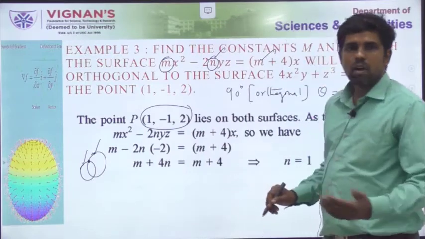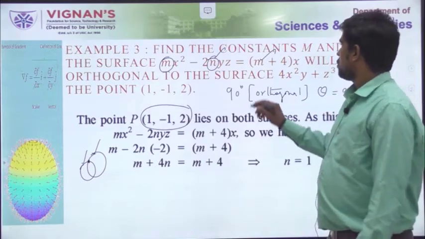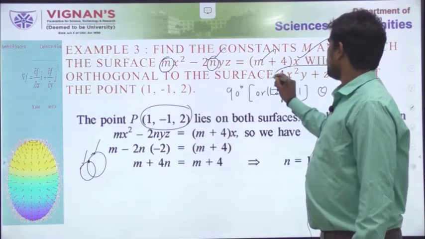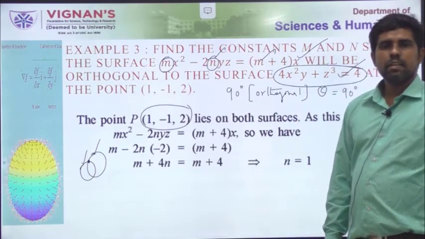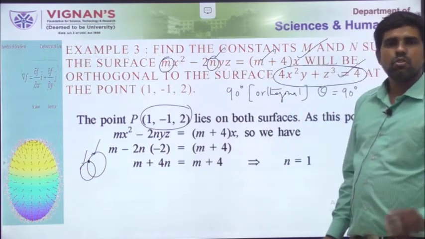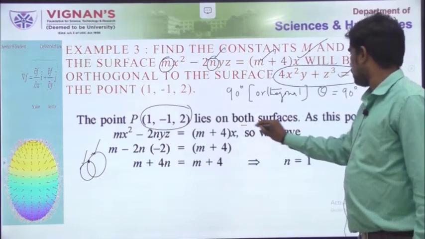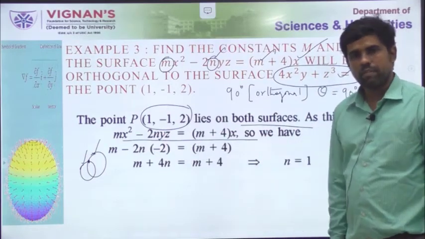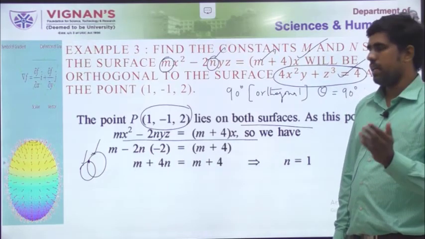So lies on surface means what we can do? We can substitute that point in that surface. So you can substitute that point in the first surface or the second surface, but substituting this point in the second surface is useless. Okay, anyway we are going to find m and n. So you substitute that point in the first surface. Why? Because the point lies on both surfaces. So this point will definitely lie on the first surface also. No need to substitute in the second surface because I want m and n.